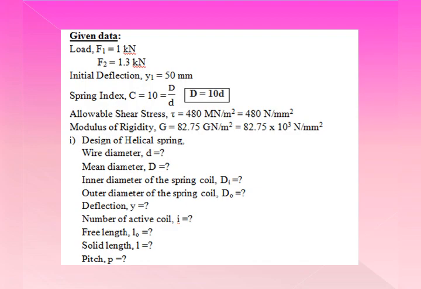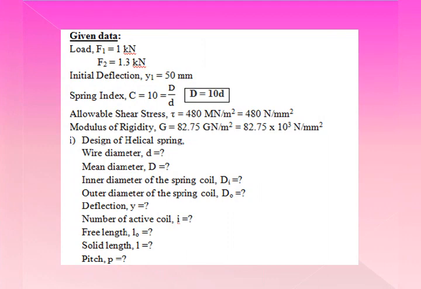So C is equal to 10, that is equal to capital D by small d, so capital D is equal to 10d. The shear stress in the spring material is 480 meganewton per meter square. So tau is the allowable shear stress, tau is equal to 480 meganewton per meter square, that is equal to 480 Newton per mm square. And the modulus of rigidity is 82.75 giganewton per meter square. So modulus of rigidity G is equal to 82.75 into 10 to the 3 Newton per mm square.